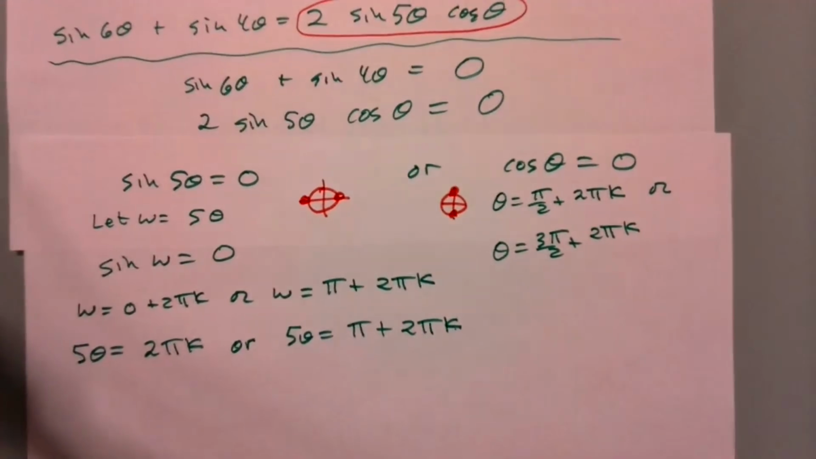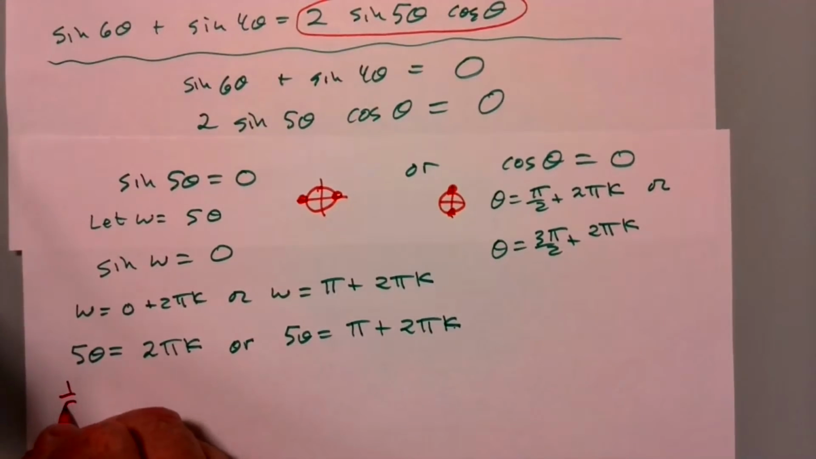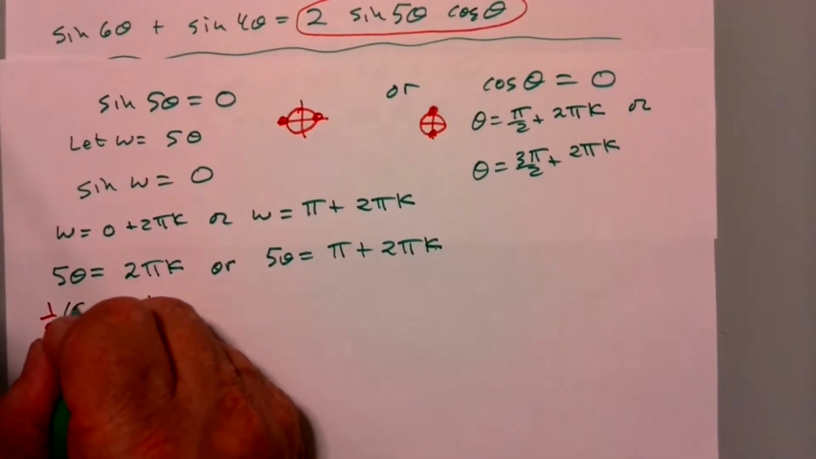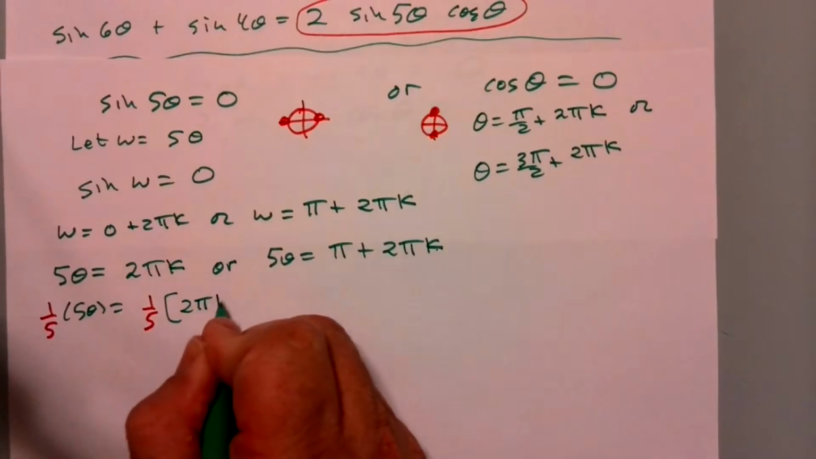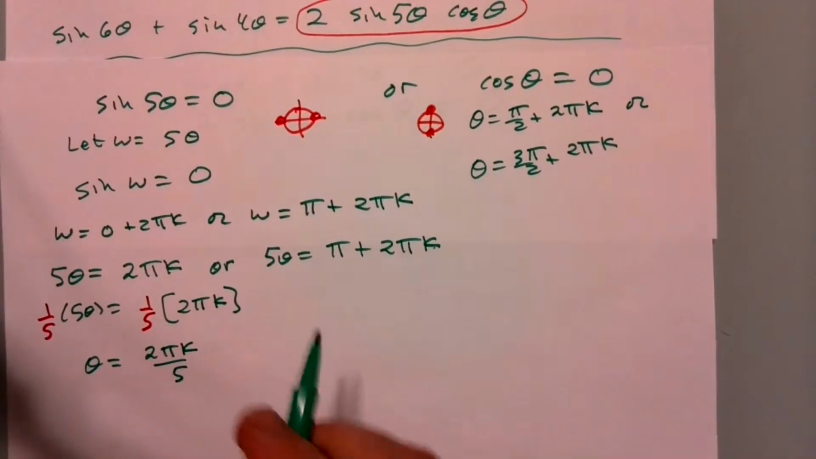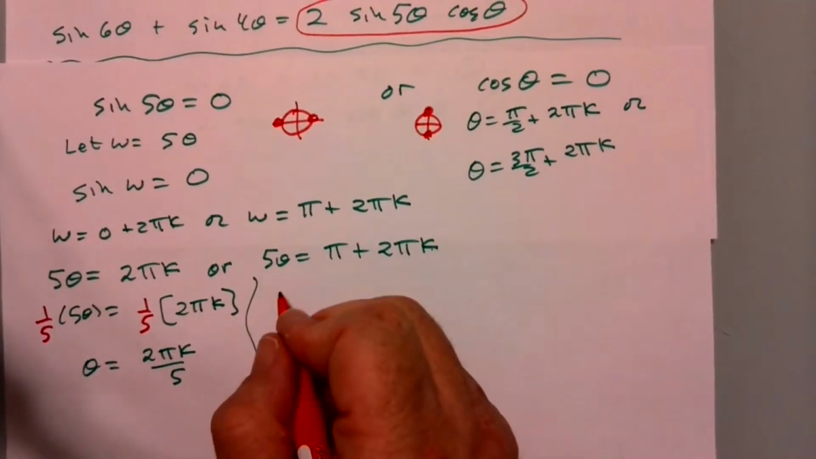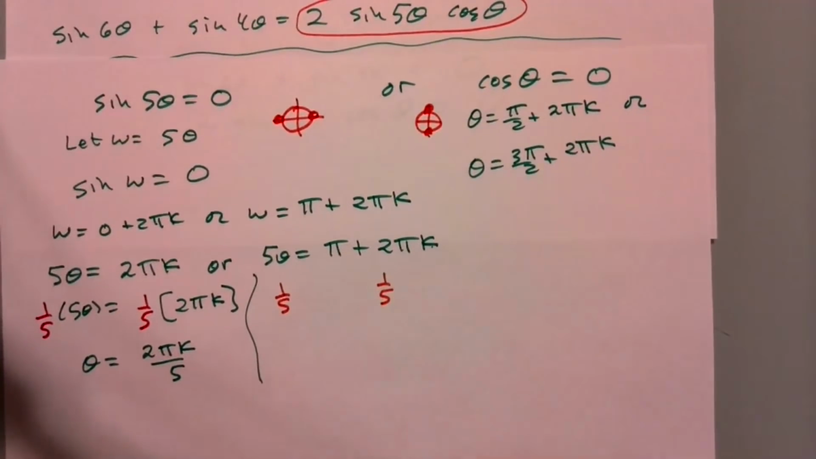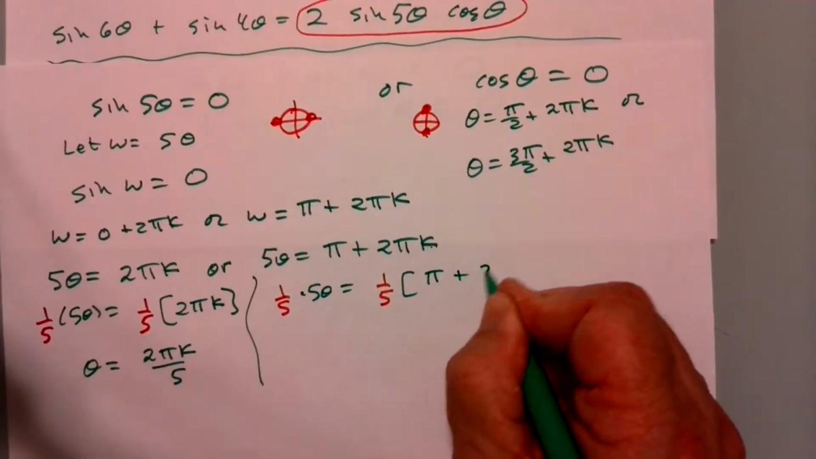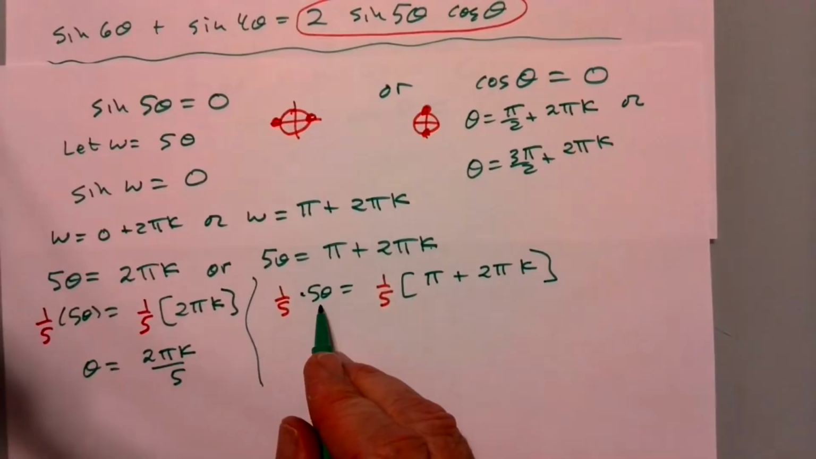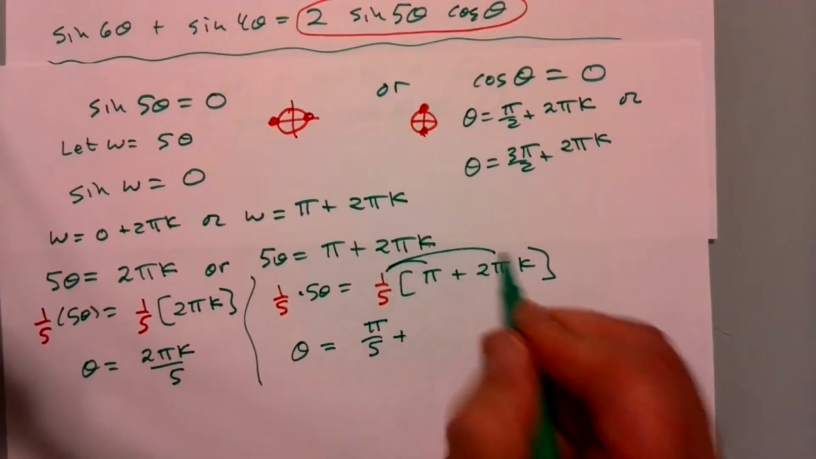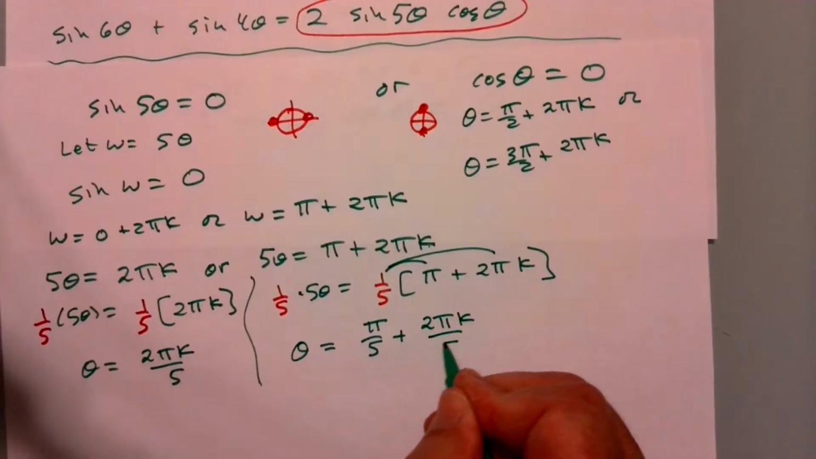Now we have to solve for theta. To solve for theta, I will multiply both sides by 1/5. So I get 1/5 of 5 theta equals 1/5 of 2 pi k. So here I get theta is 2 pi k over 5. Over on this side, same argument. Multiply both sides by 1/5. So we get 1/5 times 5 theta equals 1/5 of pi plus 2 pi k. 1/5 of 5 theta is theta, 1/5 of pi is pi over 5, plus 1/5 of 2 pi k is 2 pi k over 5.